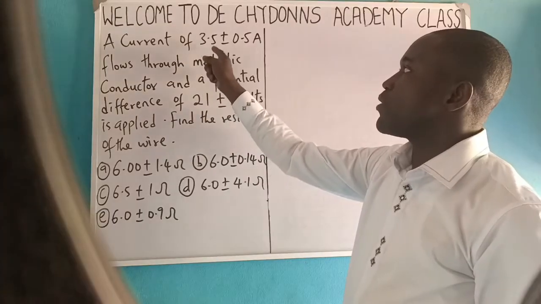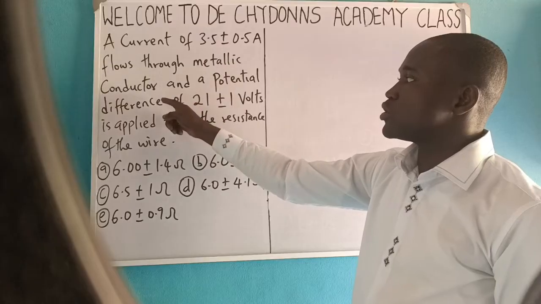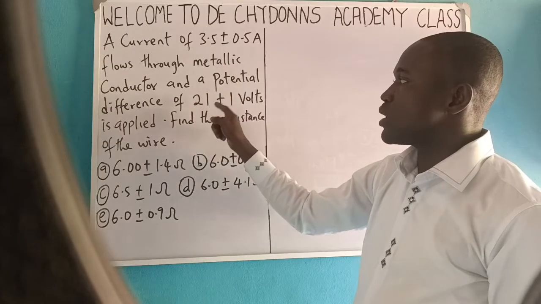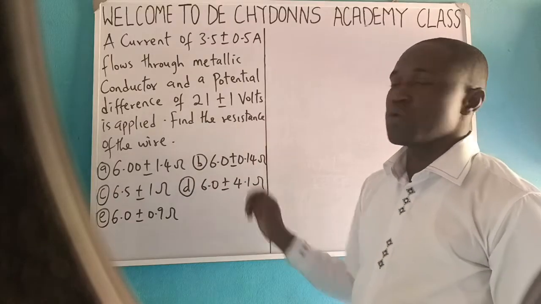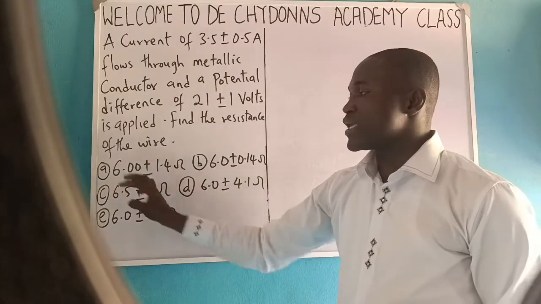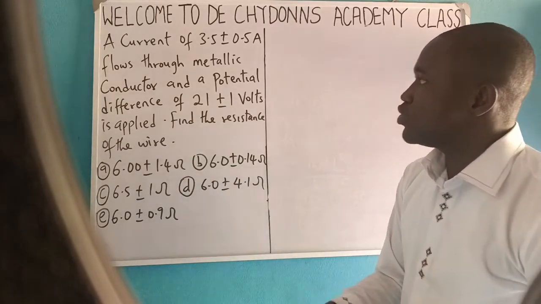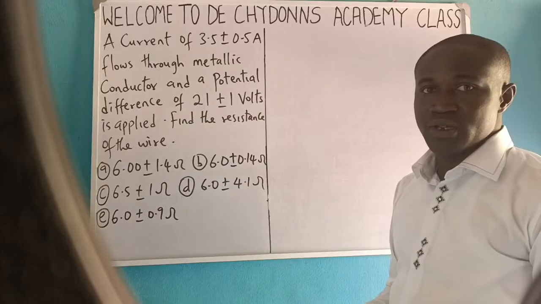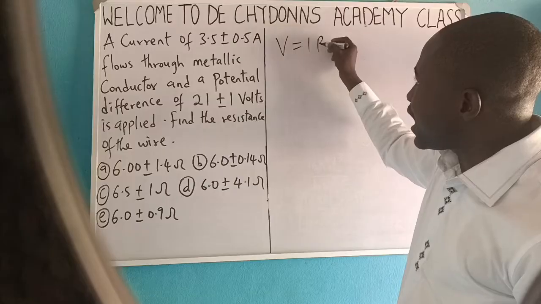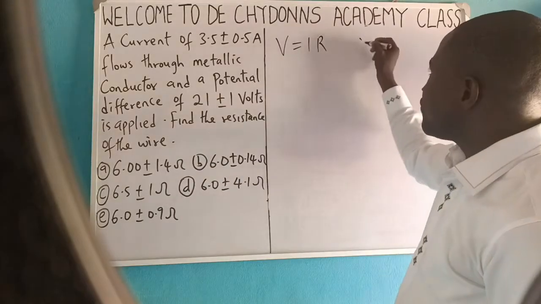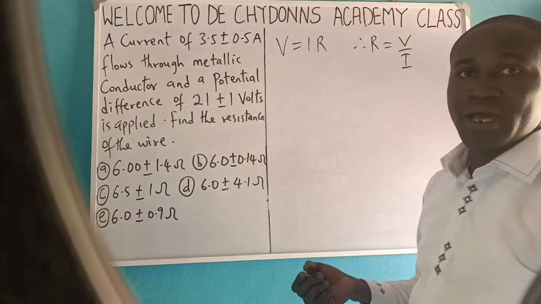A current of 3.5 plus or minus 0.5 amps flows through a metallic conductor and a potential difference of 21 plus or minus 1 volt is applied. Find the resistance of the wire, and the options were given with their errors. First of all, you know that this question is coming from electricity already, right? You remember that V is equal to IR from Ohm's law. Therefore, we are looking for R. R is equal to V over I, right?